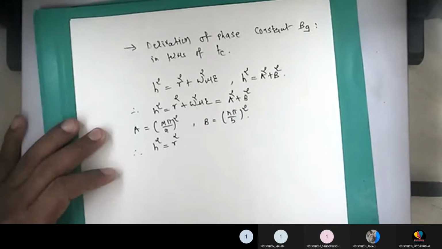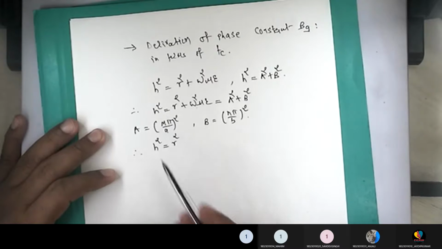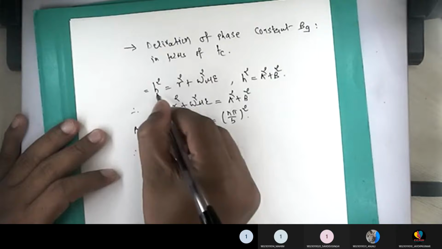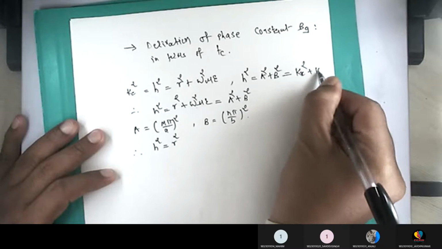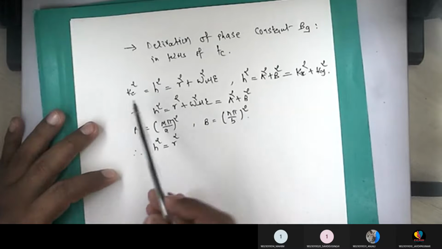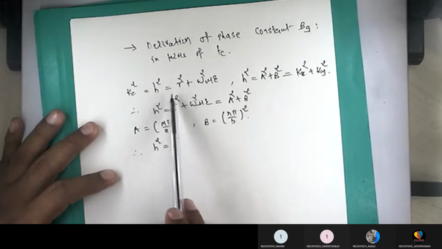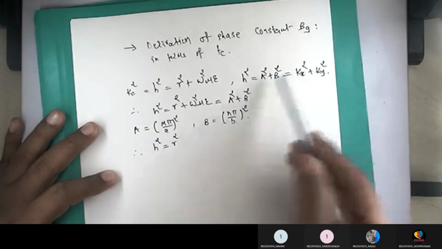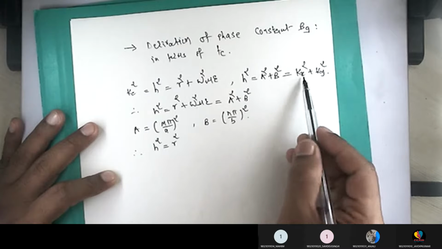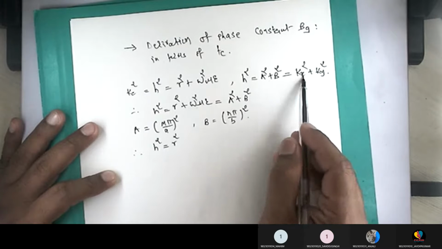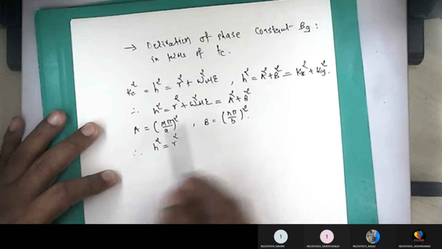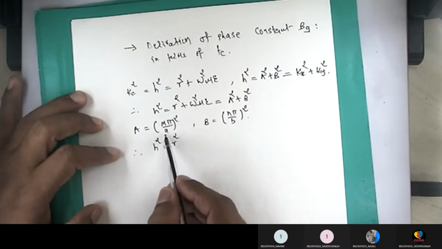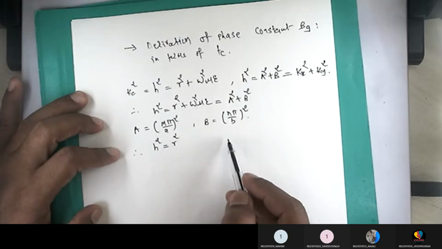So our objective here is to get the phase constant beta g in terms of fc. We have derived that this h square is nothing but our kc square, which is equal to kx square plus ky square from our previous class. So this cutoff wave number kc square is equal to h square, and that is equal to gamma square plus omega square mu epsilon. With respect to the x and y directions, the cutoff numbers are kx and ky, which I have mentioned here as a and b. We obtain these using the boundary condition: a is (m pi by a) whole square, and b is (n pi by b) whole square.